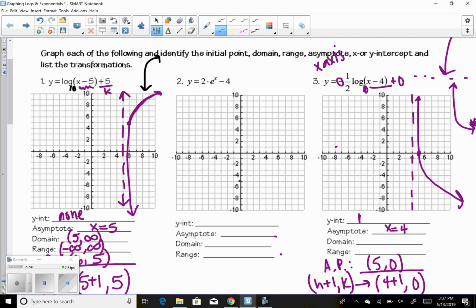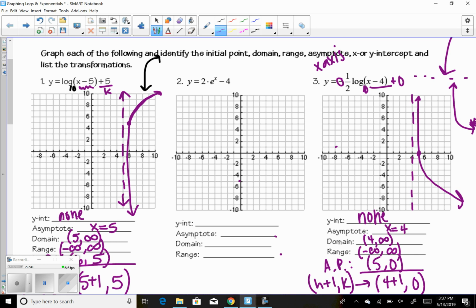Y-intercept, again, is none, because if I plugged in a 0, I would get log of negative 4, and I can't do that. Domain is from the left to the right. We start at 4, and we go over to infinity. There's never going to be brackets for this because of the asymptotes. The range is bottom to top, always negative infinity to infinity for logarithms.